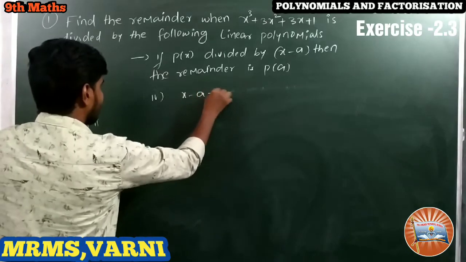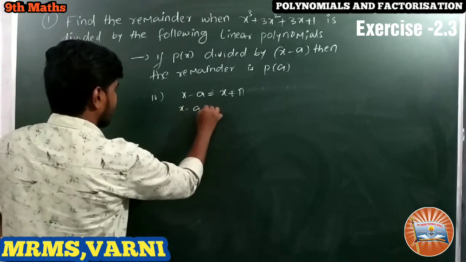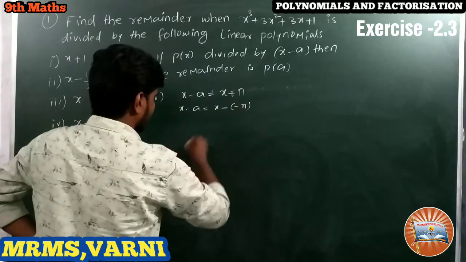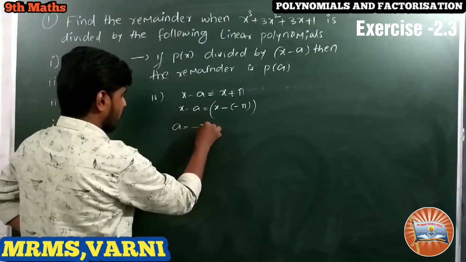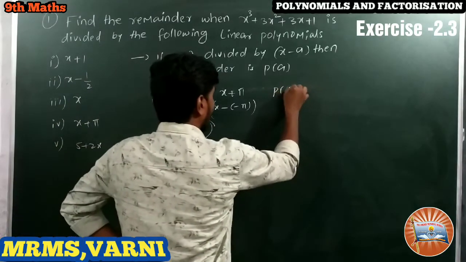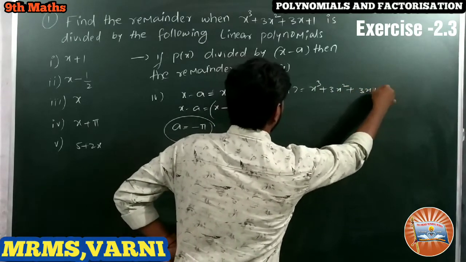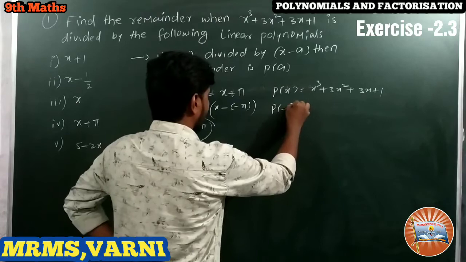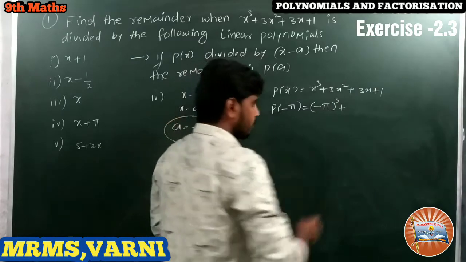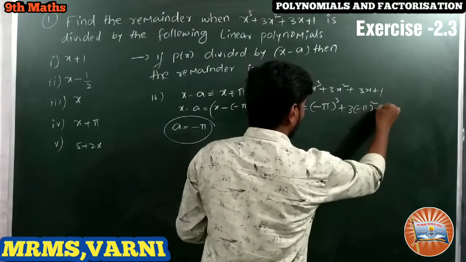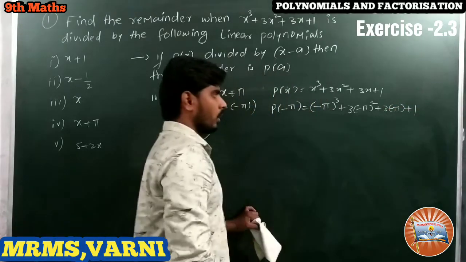So given x minus a is equal to x plus pi. Or you can write x minus a equals x minus of minus pi. Now a equals minus pi, we have to substitute in p of x is equal to x cube plus 3x square plus 3x plus 1. So p of minus pi is equal to minus pi whole cube plus 3 into pi whole square plus 3 into minus pi plus 1.